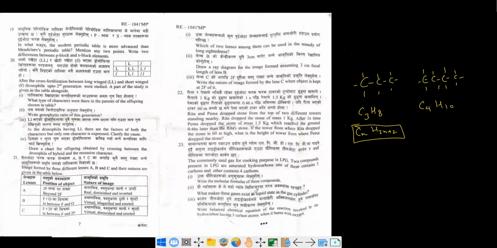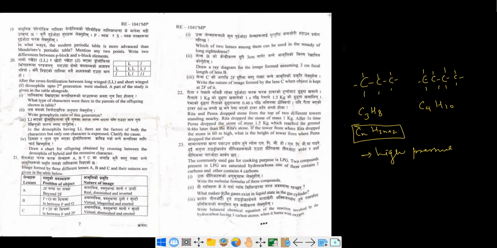LP gas will be maintained at very high pressure in the cylinder, and because of that the liquefaction point will be dropped down, and because of that they will be available in the liquid form.